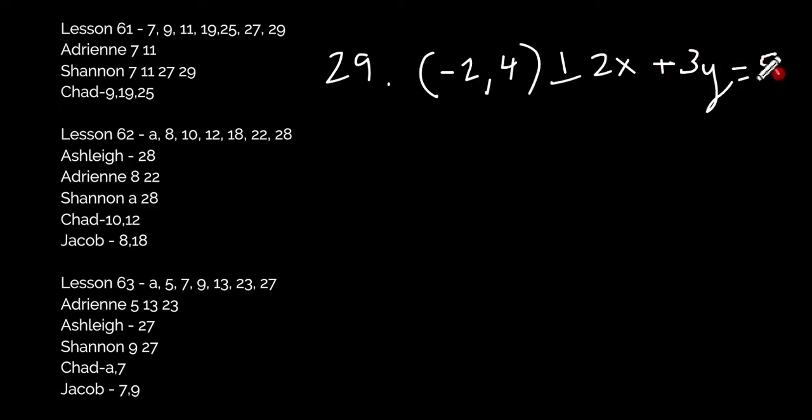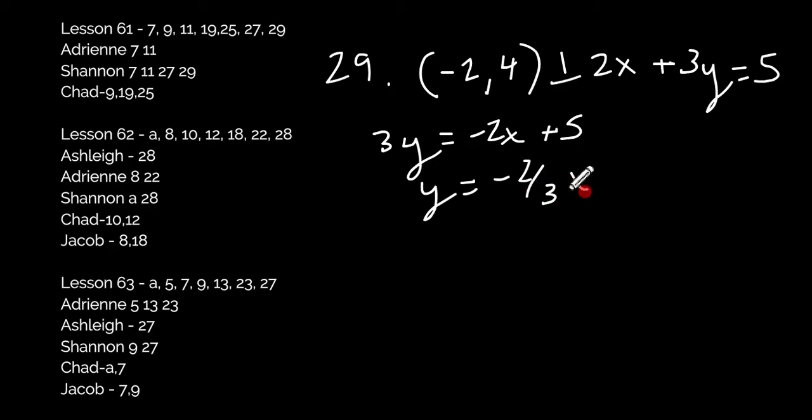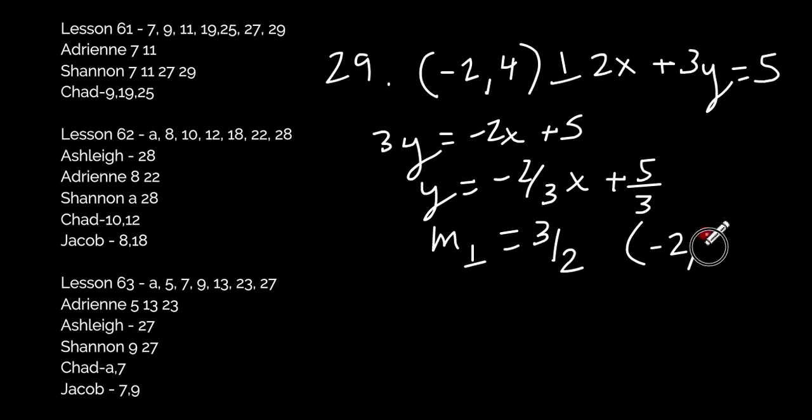All right, if it's perpendicular, it means it's going to have the negative reciprocal of the slope. So you need to find the slope. 3y equals negative 2x plus 5. We have to put it in y-intercept form, y equals negative 2/3 x plus 5/3. Okay, put it in that form. We want to get an equation of a line that's perpendicular to this, so the slope is going to be the negative reciprocal, and it's going to go through the point -2, 4.